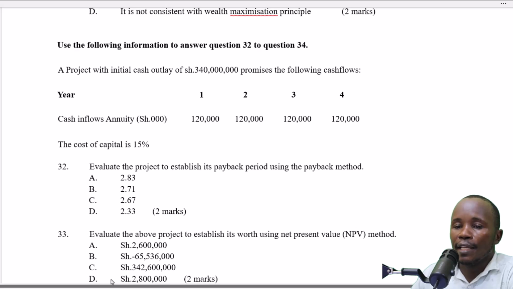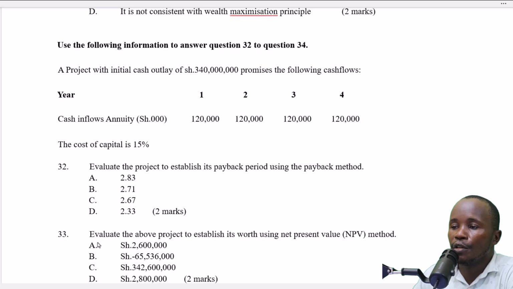Let's move on to the next question. Question number 32. You are told, use the following information to answer question 32 to question 34. The question reads: a project with an initial cash outlay of 340 million promises the following cash flows. You have cash inflows of 120 million for 4 years, and the cost of capital is 15%. You are told to evaluate the project to establish its payback period using the payback method.